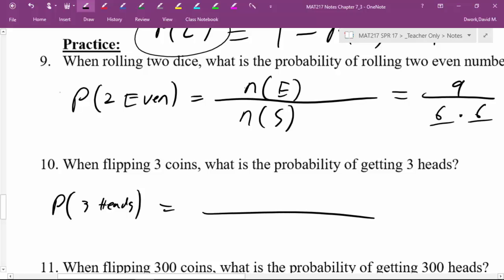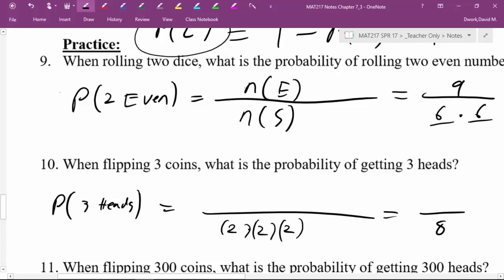All right, I'm going to start with the denominator, the sample space. When flipping three coins, I have three decisions to make. First coin, second coin, third coin. Or remember, it's not really order, it's penny, nickel, dime, whatever they are, distinguishable. Okay, so I have heads or tails for the first one, heads or tails for the second one, heads or tails for the third one. 2 times 2 times 2. That makes a total of 8 different possibilities.